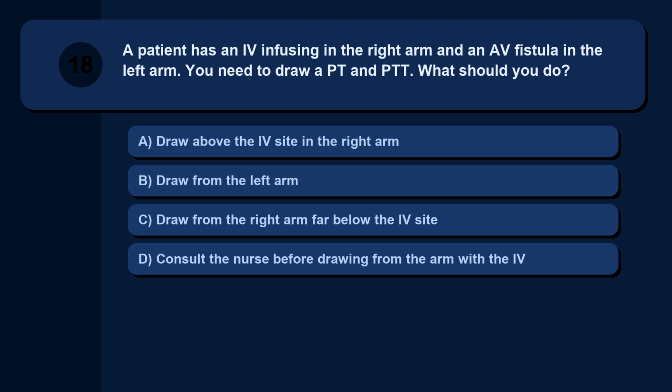Question 18. A patient has an IV infusing in the right arm and an AV fistula in the left arm. You need to draw a PT and PTT. What should you do? Draw above the IV site in the right arm. Draw from the left arm. Draw from the right arm far below the IV site. Consult the nurse before drawing from the arm with the IV. Consulting the nurse allows for pausing the IV or finding an alternative site, as drawing above an infusion can falsely elevate coagulation test results.